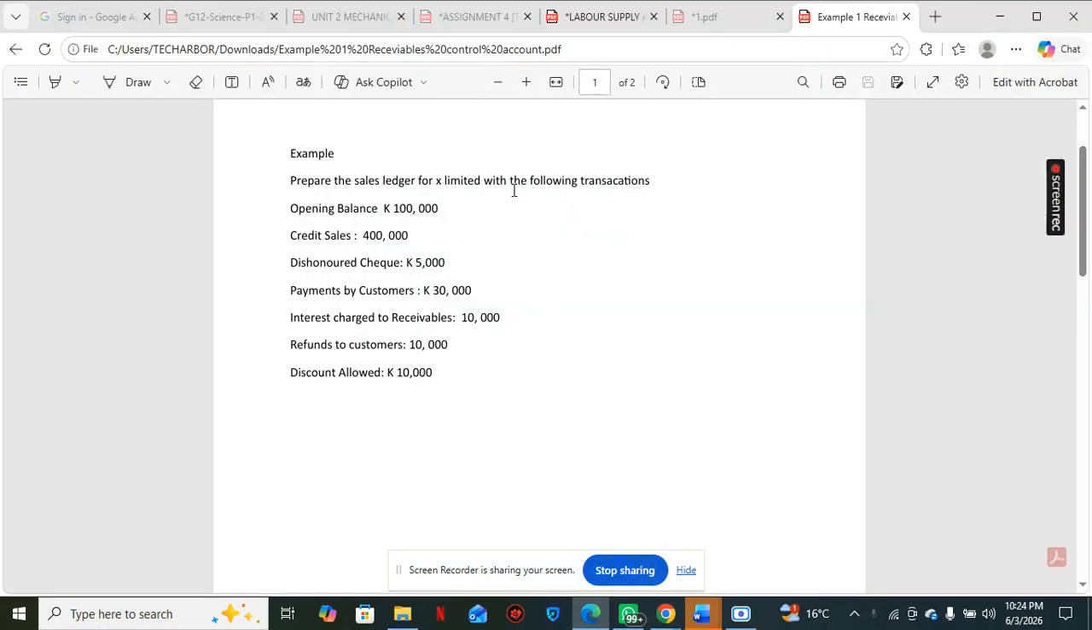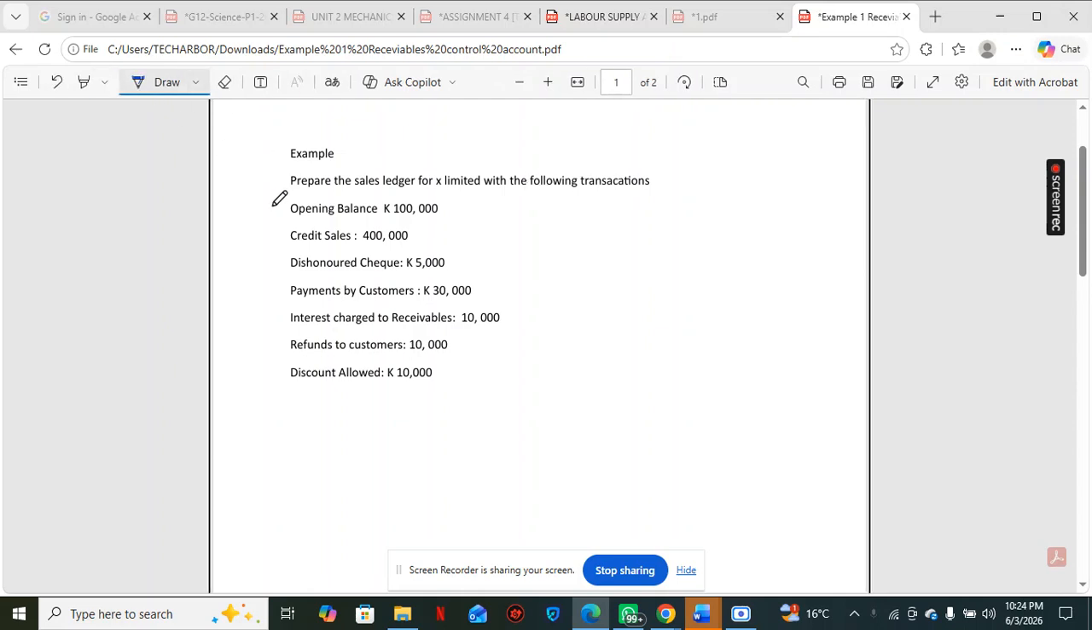Okay, so we have an example here. It says prepare the sales ledger. The sales ledger is just the receivables control account for X Limited with the following transactions. Transaction one, we have an opening balance of 100,000. So we open up the T account here for our receivables ledger T account.